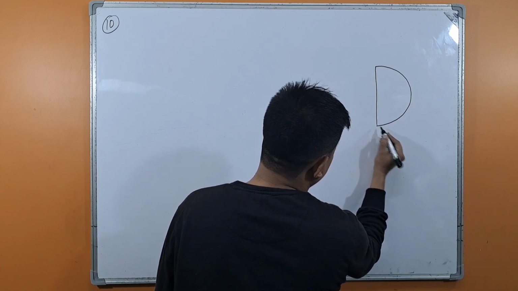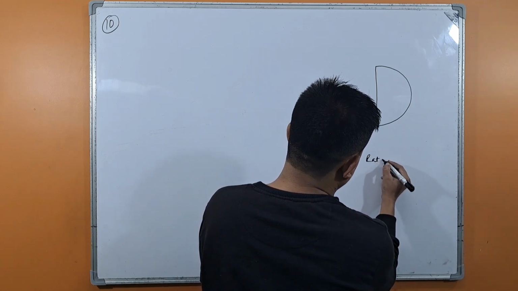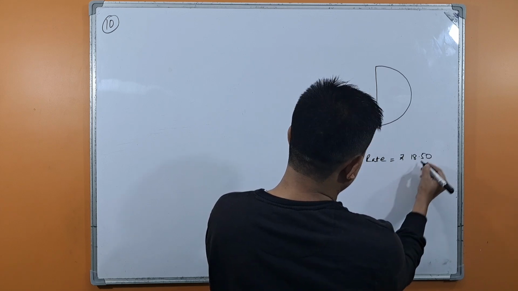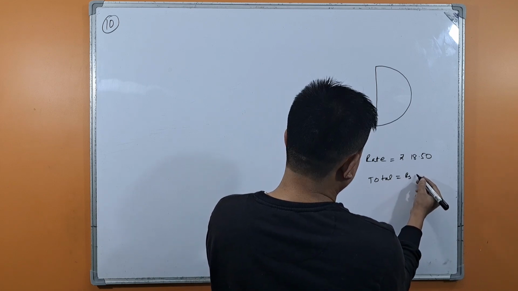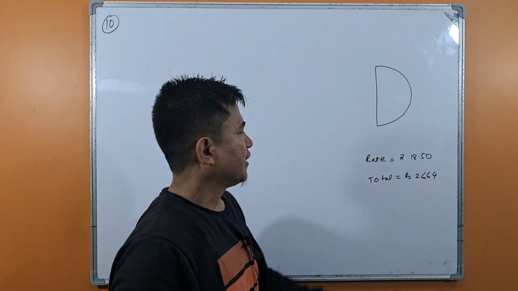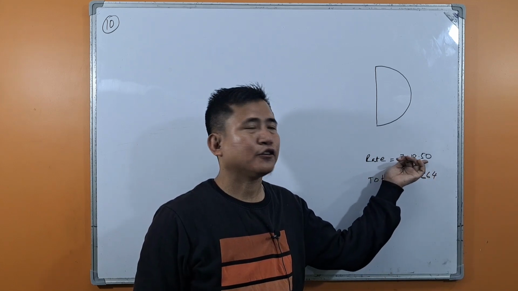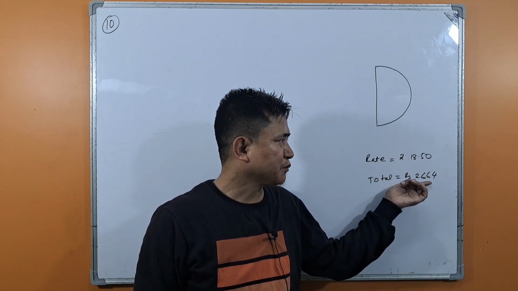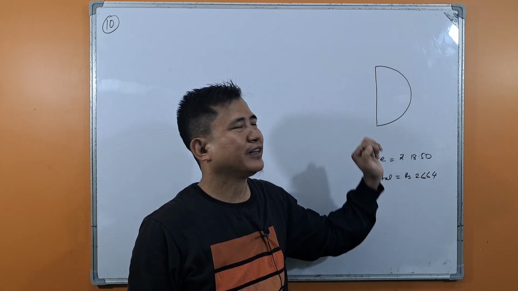Perimeter of this semicircular land is not given, but the rate of fencing is given, rate is rupees 18.50 and total cost for fencing is rupees 2664. Rate of fencing is 18.50. That means to fence 1 meter length, rupees 18.50 is needed, and this much money is spent to fence the whole semicircular land. So what will be the length of the fence?